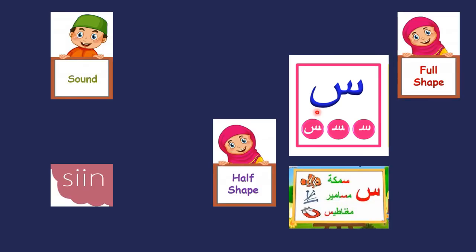This is the letter seen. Letter seen has three types of proper shape: the starting, the middle, and the end. When it comes in the word, the starting shape is like this, the middle shape is like this, and this is the ending shape. So, letter seen has three types of proper shapes according to its position in the word. And its sound is seen.